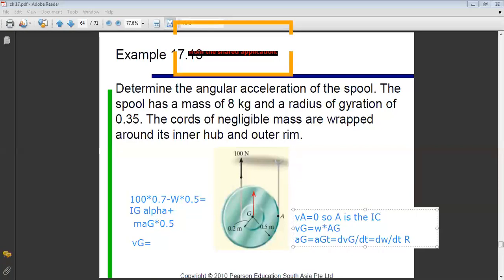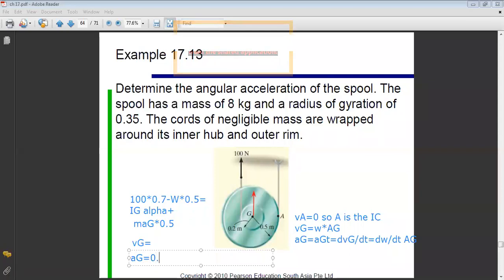So you can write that alpha is d omega by dt times r. And what is r here? It's the distance between A and G, so times AG, which is 0.5. So the second relation is AG equals 0.5 alpha. And now I have two equations with two unknowns. I solve for alpha and AG.